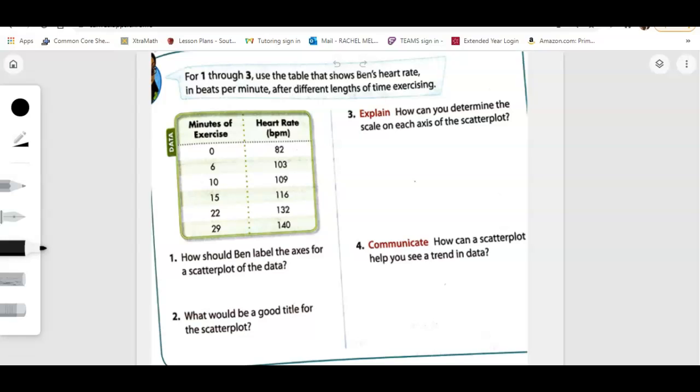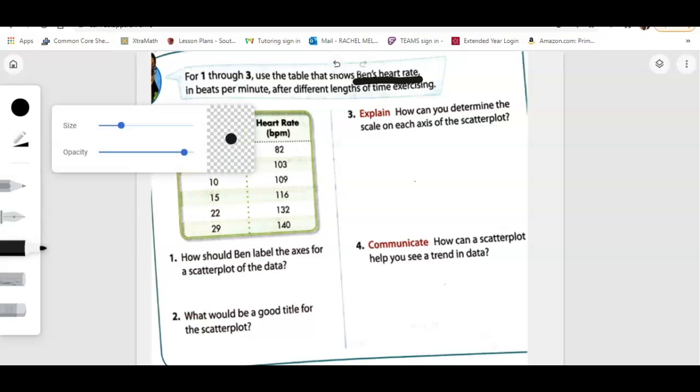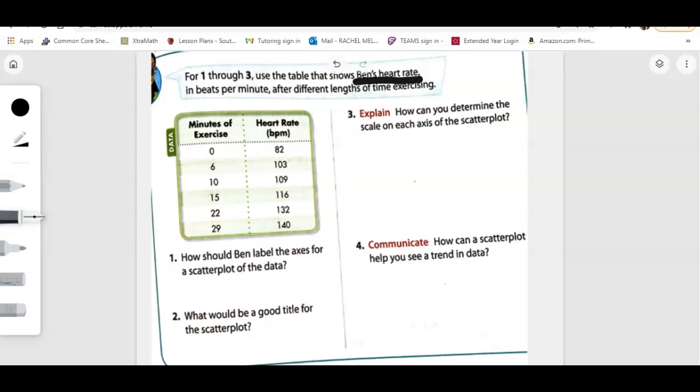All right, on this one it says for 1 through 3, use the table that shows Ben's heart rate in beats per minute after different lengths of time exercising. Okay, so Ben's heart rate would be what I would call the title here. And so my x-axis is my minutes of exercise, and my y-axis is beats per minute.